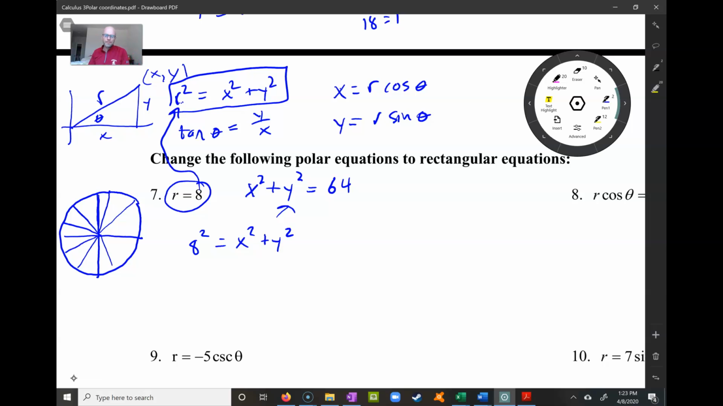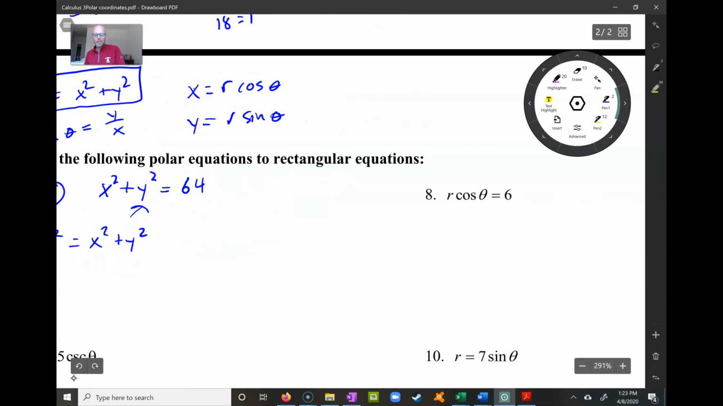Okay? Okay, let's do a couple more here. r cosine theta equals 6. Well, we know that r cosine theta is x, isn't it? That tells us that right there. So I could just replace that with x, and we get the equation x equals 6. Which is just a horizontal line, isn't it? I mean, I'm sorry, a vertical line.